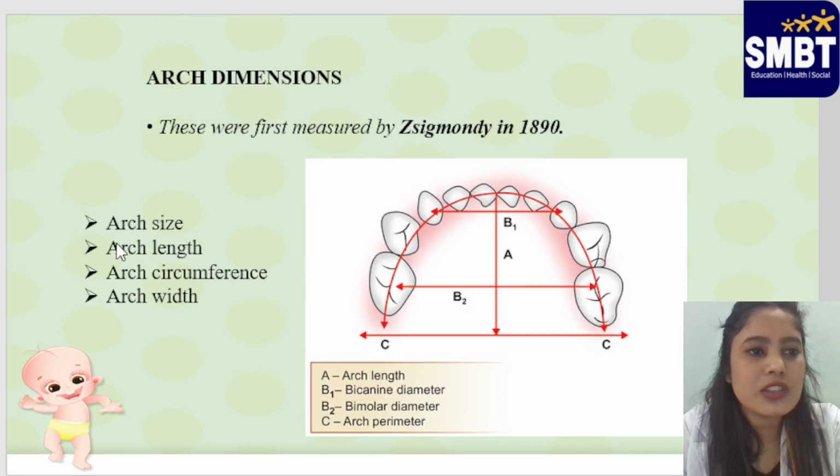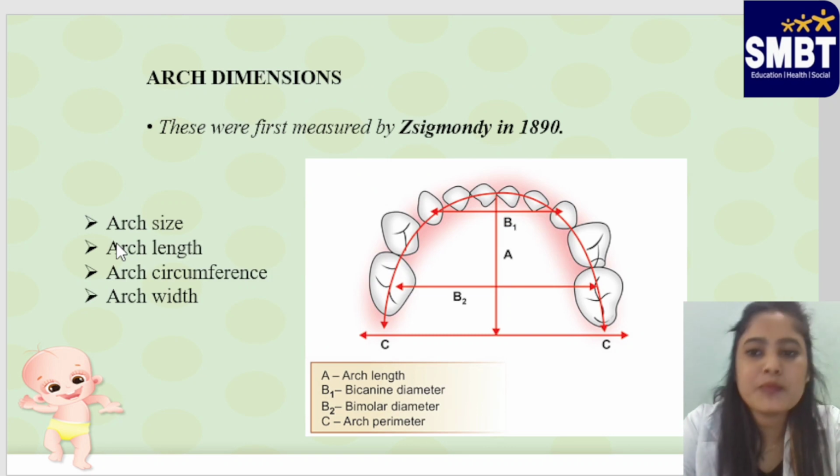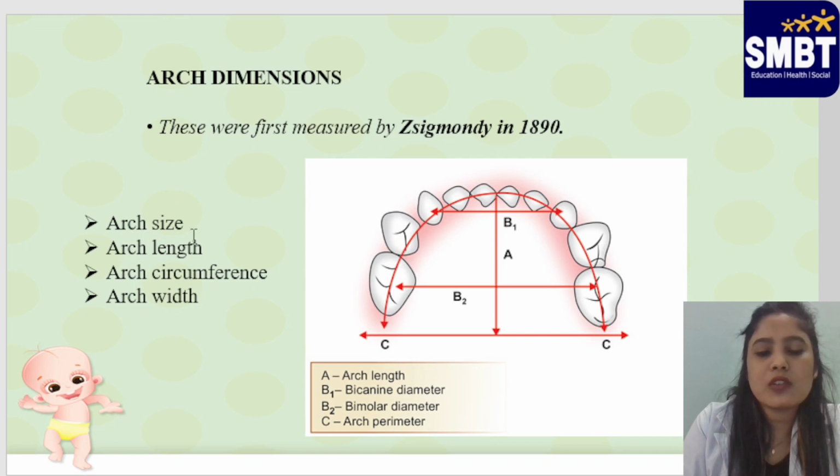Now we'll come to the arch dimensions. It was first measured by Zsigmondy in 1819. First we'll see about the arch size. Now what is arch size? Here you can see B1 and B2. So arch size is the width between both primary canines and the width between the second primary molars. Arch width is also the same, that is B1 and B2, that is intercanine width and bimolar width.